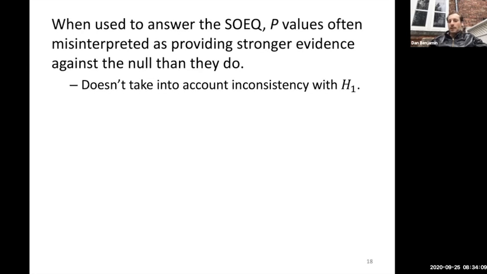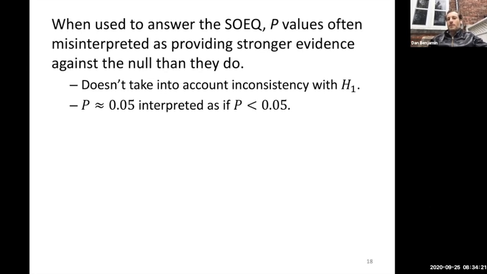And as I mentioned, the p-value doesn't take into account inconsistency with the alternative hypothesis. And the other problem in the way people often interpret p-values is that they treat a p-value of a given level, like 0.05, as if it's a p less than that level. So they treat a p-value of 0.049 as interchangeable with p less than 0.05. And that's not right. It's actually much more information when you know what the p-value is than just knowing that the p-value is in some region.